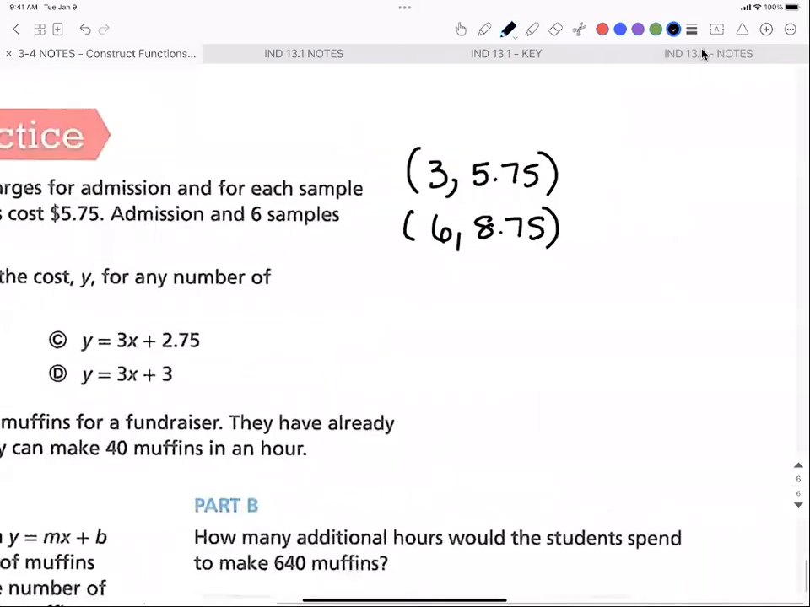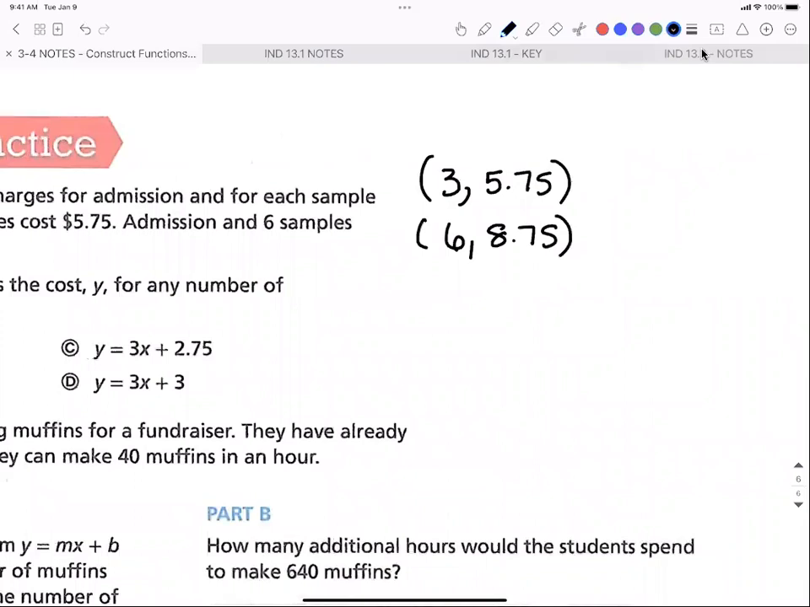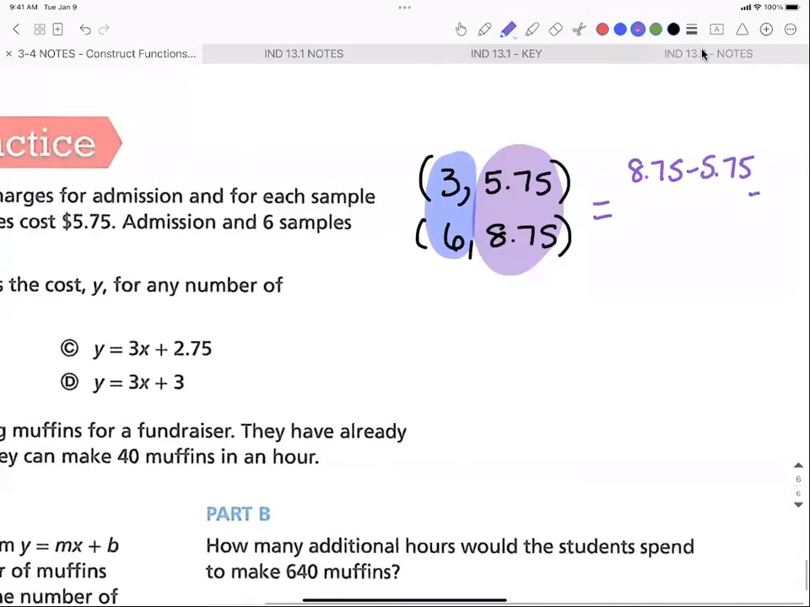With 2 ordered pairs, can I find a slope? I can, because remember, your slope is your change in Y over your change in X. So my change in Y here is $8.75 minus $5.75, which is what? What's my change in Y? If you need to write it out, you can. Okay, it equals 3.